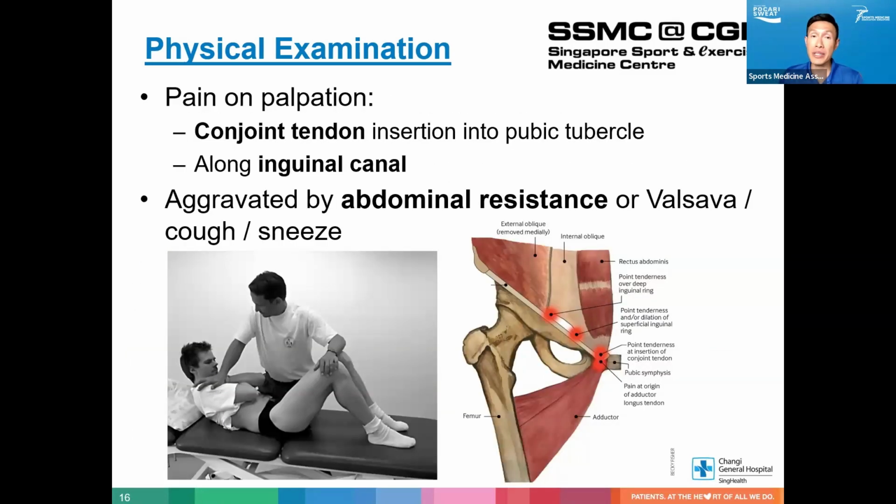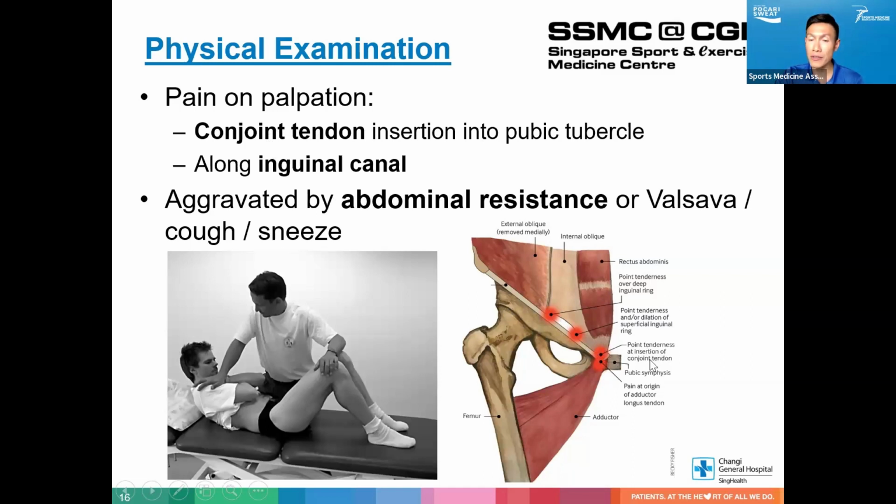Then examining the hip. Of course, we want to make sure that we have the hip range of motion, as Gordon went through, which we shall not go through here. But specifically for sports hernia, we want to feel for a few areas. We feel the conjoint tendon, which is where the inguinal ligament inserts into the pubic symphysis.